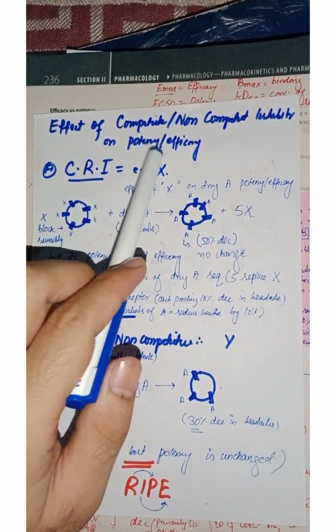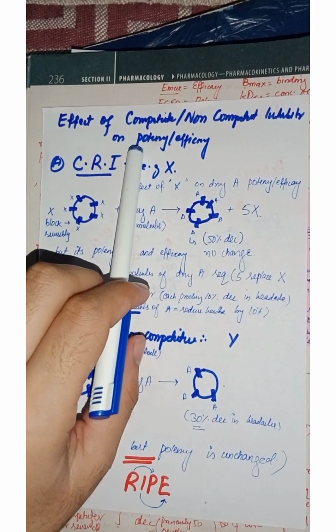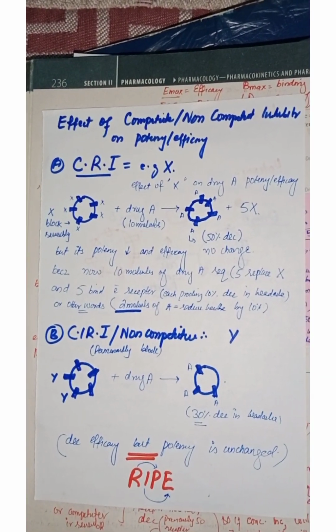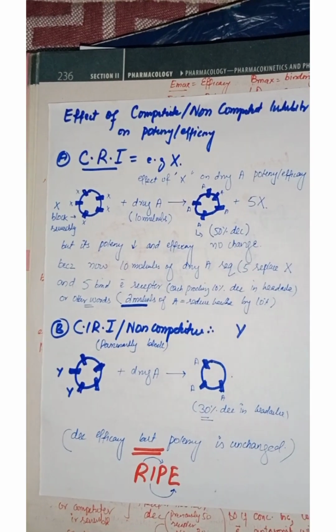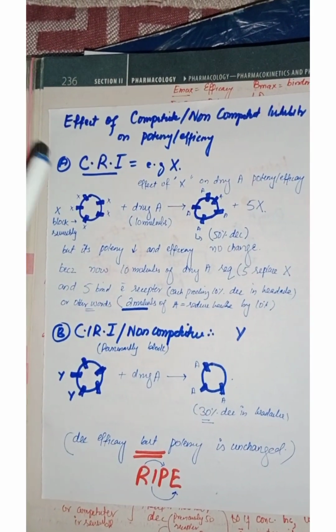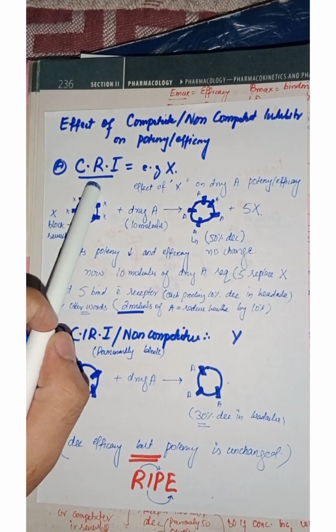What is the effect of a competitive or non-competitive inhibitor on the potency and efficacy of a drug? This is extremely high yield, and I have seen a lot of MCQs in UWorld coming from these topics. So if you have understood the previous concepts, it's going to be super easy for you to understand this as well. Let's first discuss the effect of a competitive reversible inhibitor.